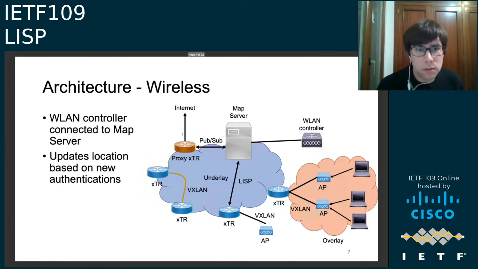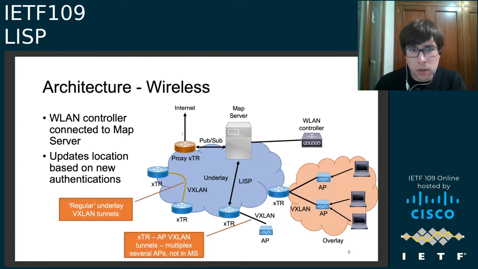Next slide, please. And regarding the wireless part, to join Lisp and wireless, what we do is, on one hand, we connect access points to XTRs, and on the other hand, we connect the WLAN controller to the map server. So this way, when the WLAN controller detects that the host is doing a mobility event, it sends a map register to the map server, so the location is updated. And also, I have to mention that we add a VXLAN tunnel between the XTRs and the access points. But next slide, please.